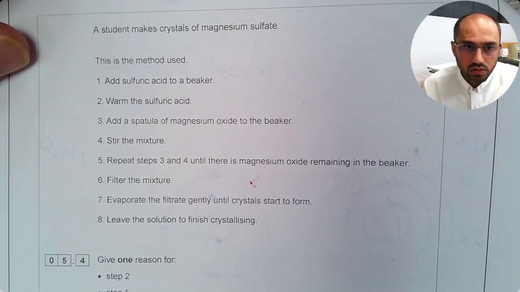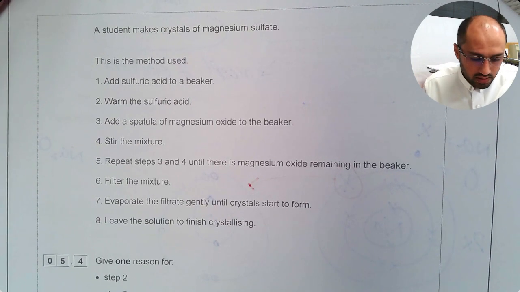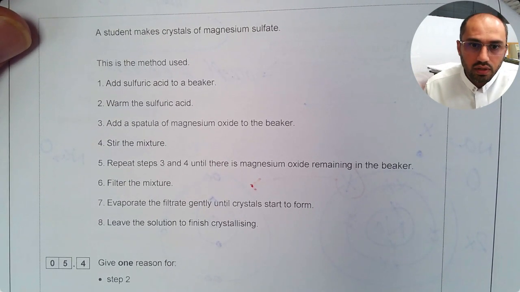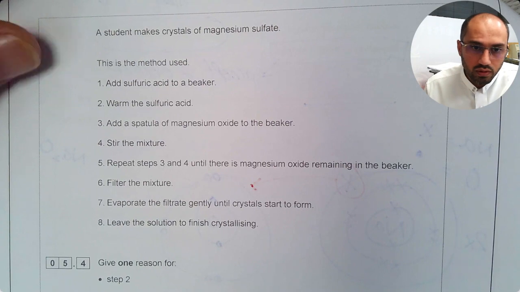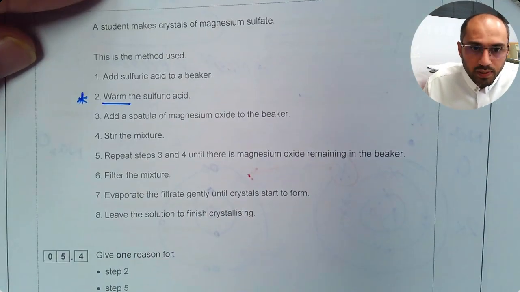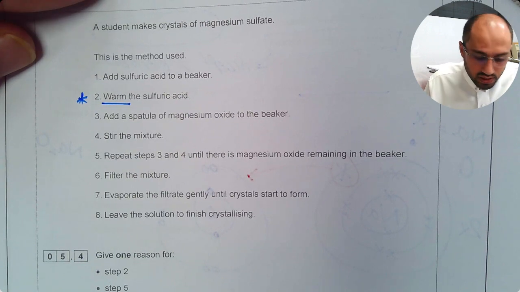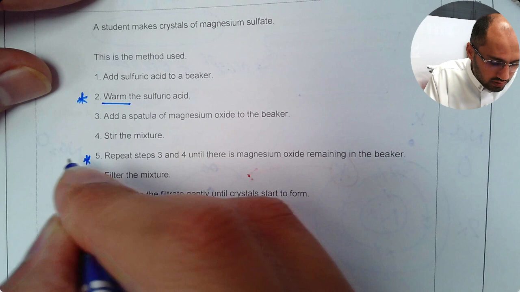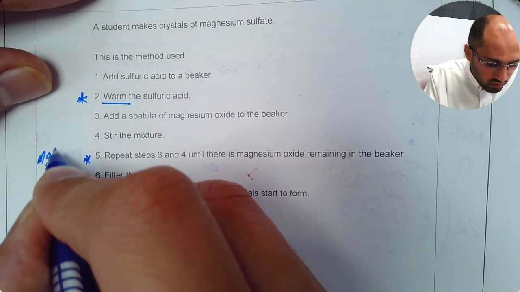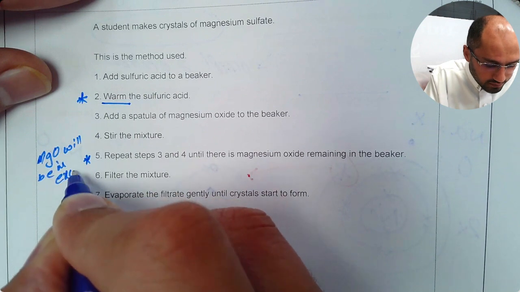The question continues and it says a student makes crystals of magnesium sulfate. This is the method used. Add sulfuric acid to a beaker. Warm the sulfuric acid. This is something important. Add a spatula of magnesium oxide to the beaker, stir the mixture, repeat step 3 and 4 until there is magnesium oxide remaining in the beaker. Again, this is important because now MgO will be in excess.